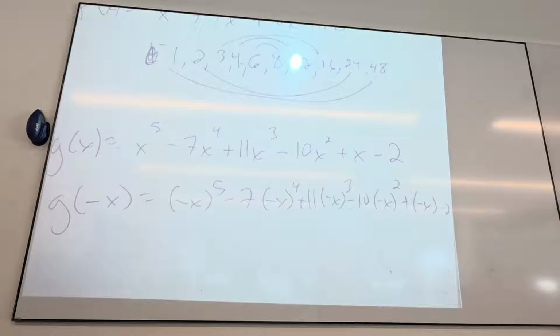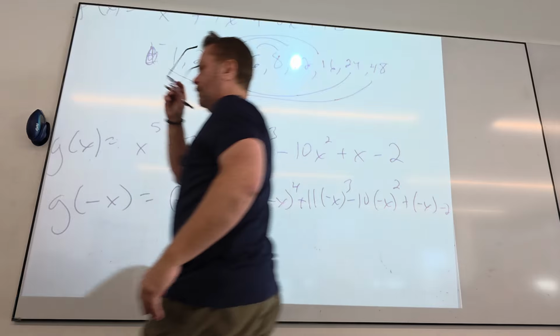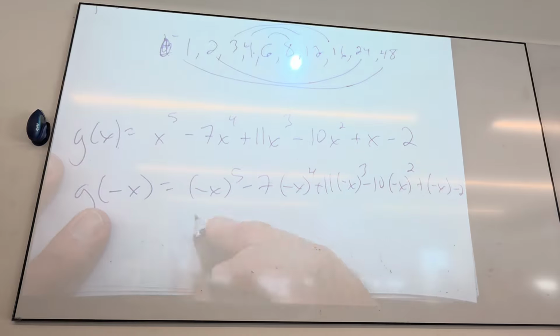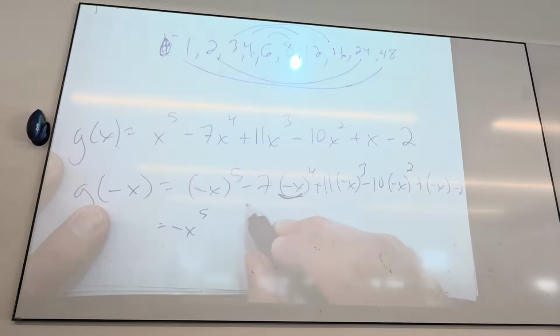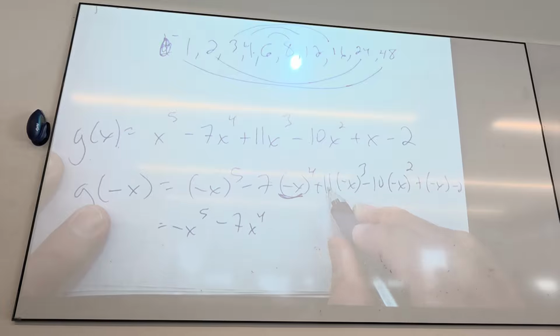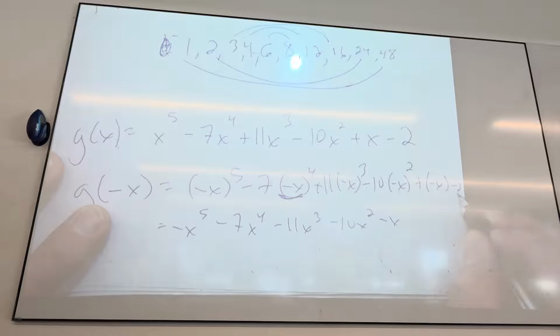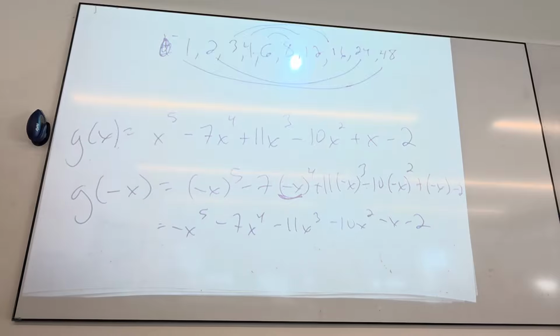Do you guys, when I plug a negative into an even power, what happens? Yeah, positive. Yeah, the negative cancels, yes? And when I plug a negative into an odd power, it stays negative, yes? So do you see the shortcut to evaluate this? Every odd power stays negative. Every even power, this piece becomes positive. This is still negative 7x to the 4th. This one changes sign because it's an odd power. This one stays the same sign because it's an even power. This one changes sign. This one, of course, doesn't care what x does.